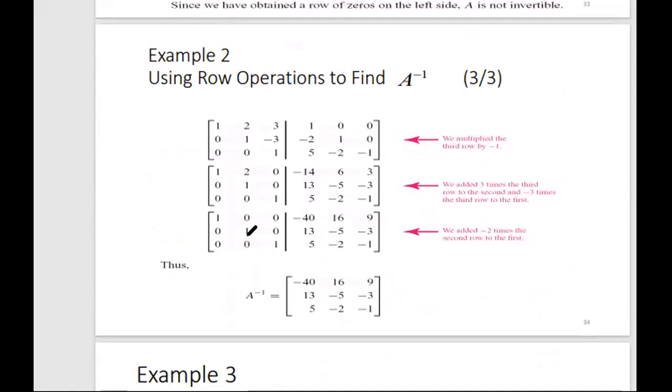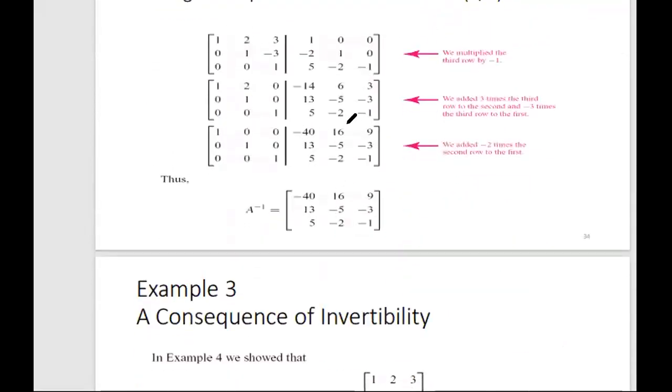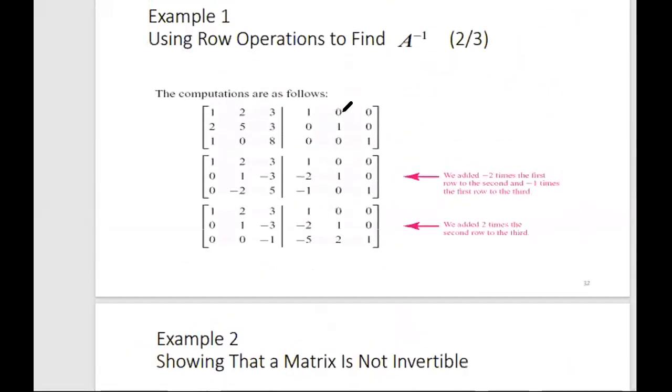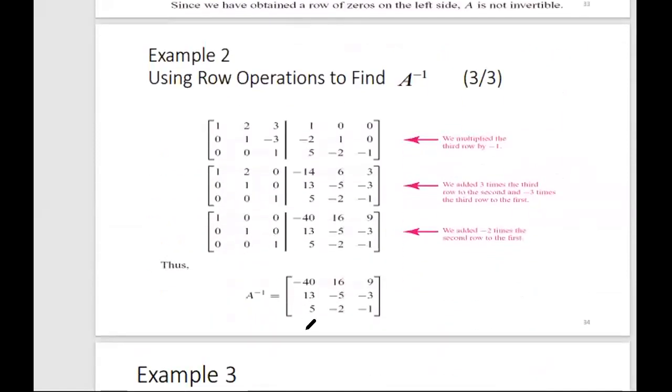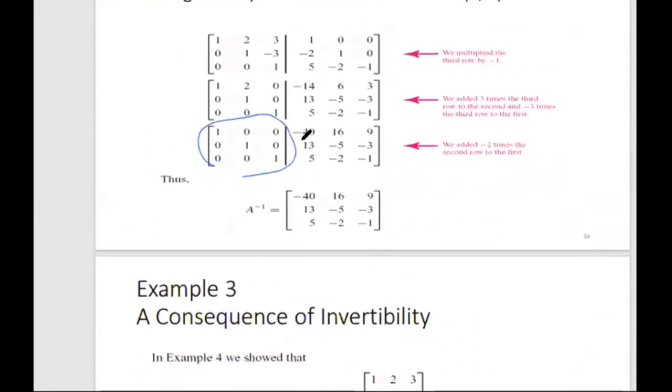This will reduce to this one, and the other side is our inverse of A. So this A matrix is reduced to the identity matrix here. Then the other one is converted to this. So this one would be the A inverse.